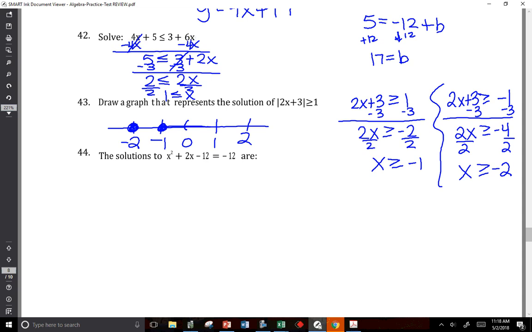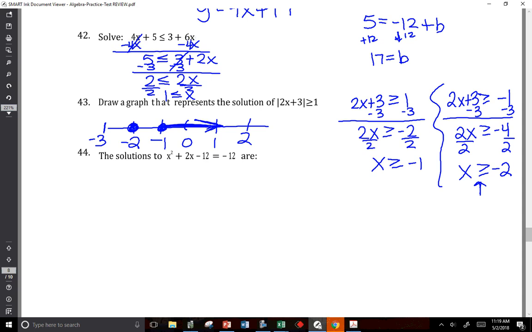Okay, the solutions to x squared plus 2x minus 12 equals -12 are what? We actually want to add 12 to both sides to get it set equal to 0. So we have x squared plus 2x plus 0 equals 0. Don't the 12s cancel out on both sides? So now what? Can we factor out an x? And if we factor out an x, what are we left with?